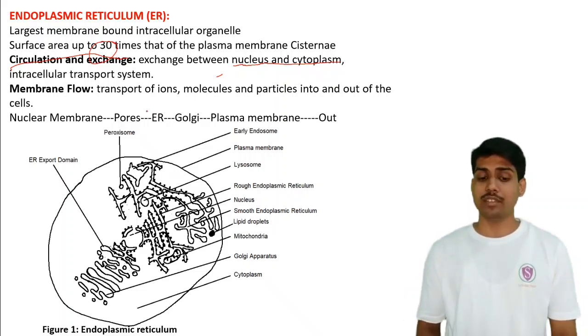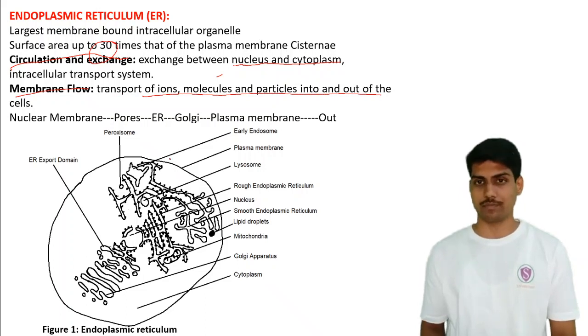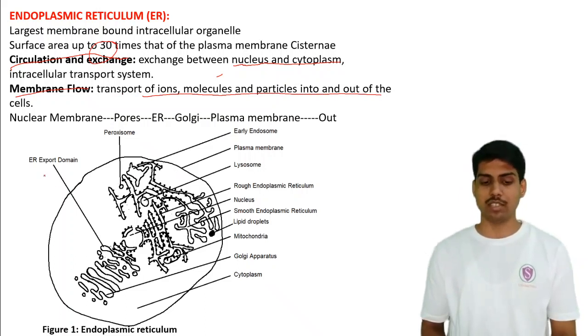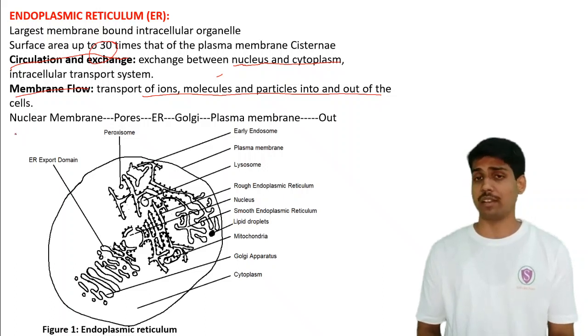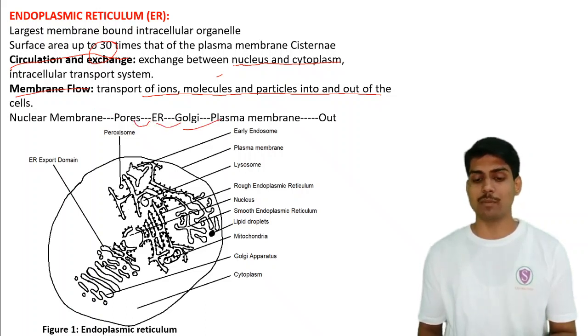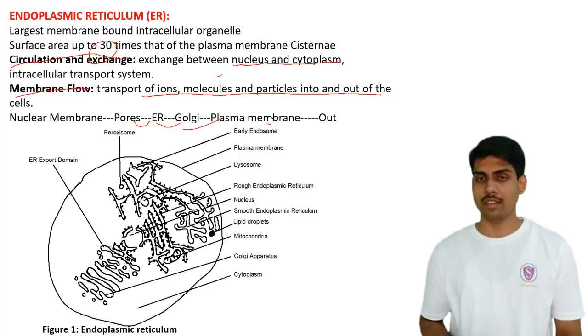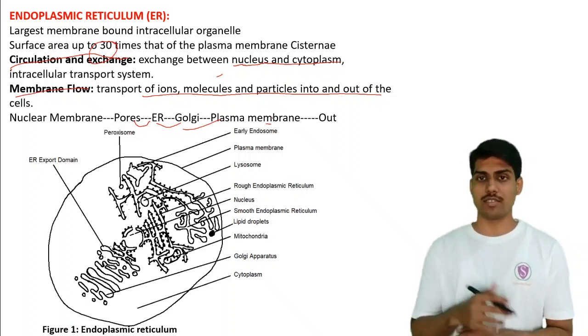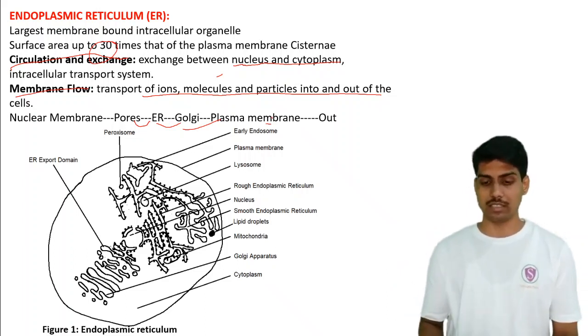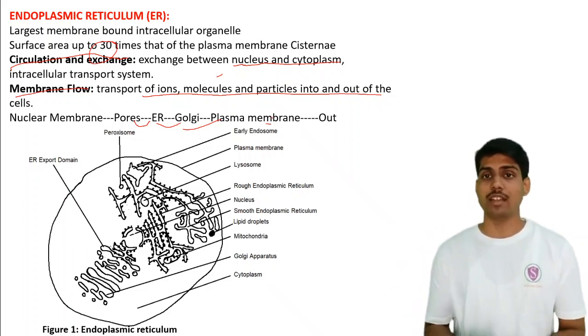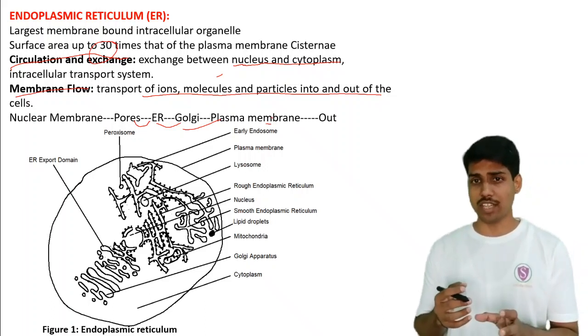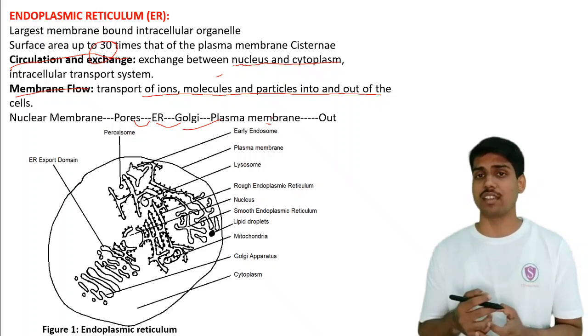Right. So next is the membrane flow. So what is membrane flow? See, membrane flow is basically the transport of ions, molecules, and particles into and out of the cells. And how is it? Something which is synthesized in the nuclear membrane, like proteins or some DNA, RNA, will go through the nuclear pores, then to the endoplasmic reticulum, then to the Golgi apparatus, then through the plasma membrane it goes to the outside environment. The vice versa case is the same. When something comes from outside to the plasma membrane, it would be endocytosed, and it will be processed in the Golgi, then it will be thrown out.